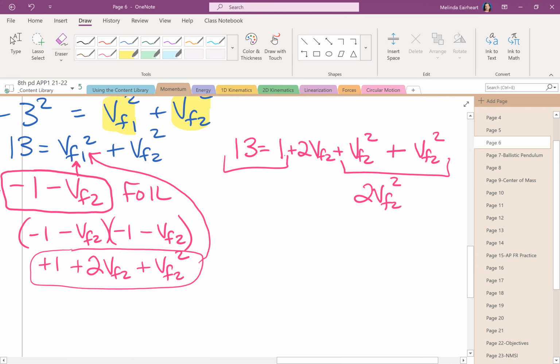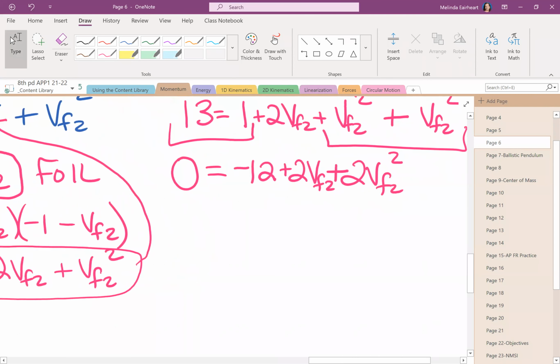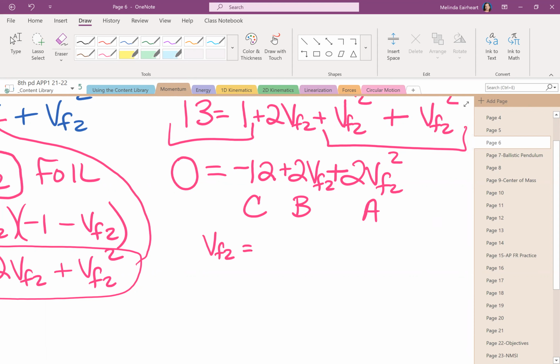I've already said we're going to do quadratic, so let's go on and solve for 0. 1 minus 13, negative 12. And then we bring on down the 2 VF2. And so true story, you can factor out a 2 or reduce everything by 2. But at the end of the day, this is in quadratic form, A, B, C. And it'll give you 2 answers. So I've already put it in the calculator, sing your song, whatever. It's either positive 2 or negative 3.